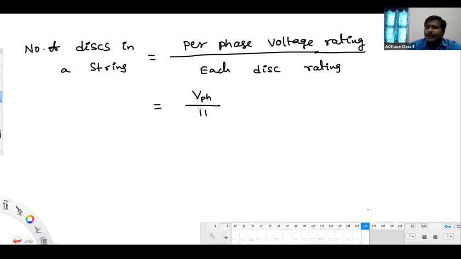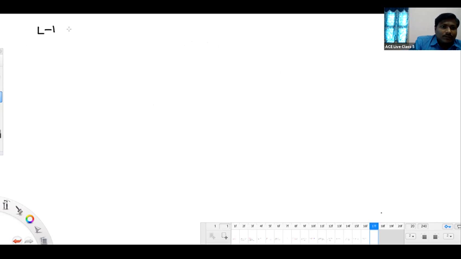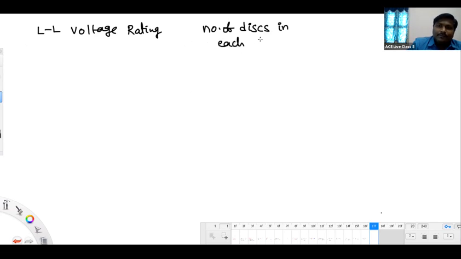But it may not give the exact number of discs all the time. So I will give you one table: for a certain voltage level, how many discs to be used in each and every string. Follow this one. Line to line RMS voltage rating of the system, and number of discs in each string.